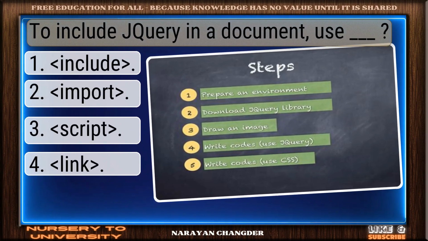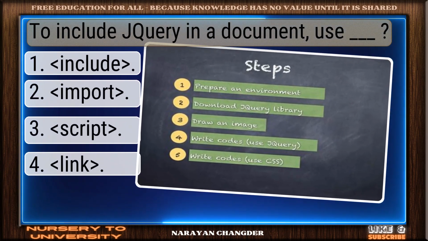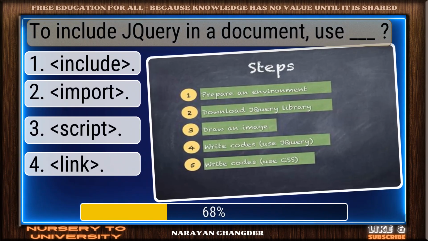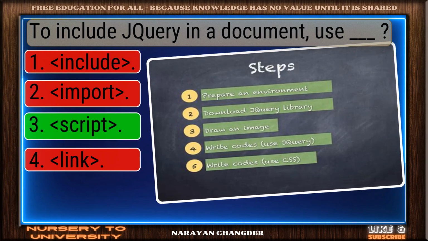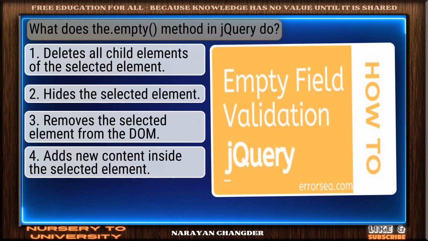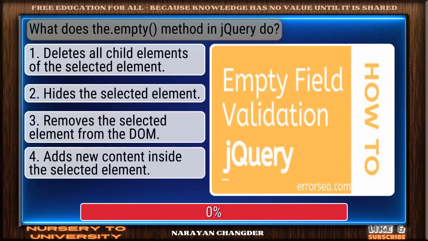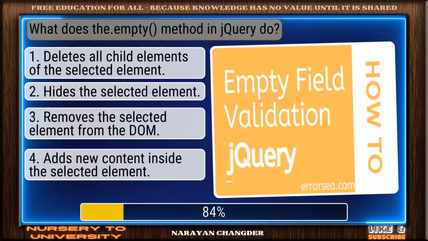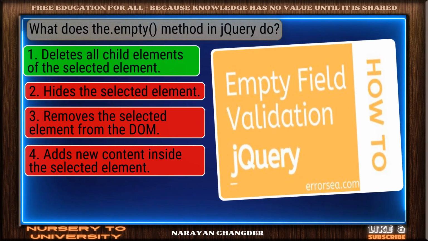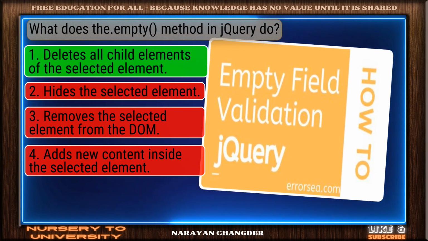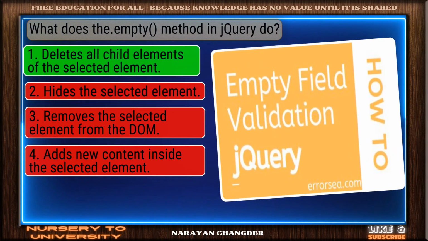Question number 52. To include jQuery in a document, use dash. On track. Script is the correct answer. Question number 53. What does the empty method in jQuery do? Good job. Your answer, deletes all child elements of the selected element, works well here.